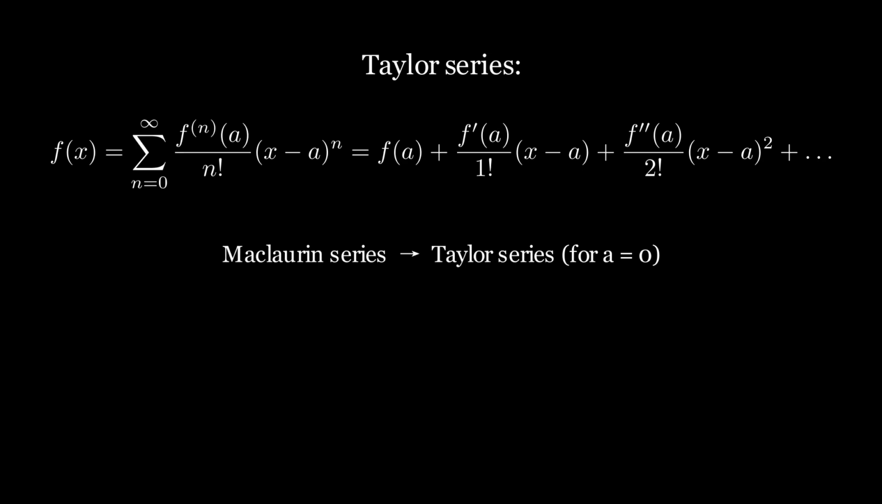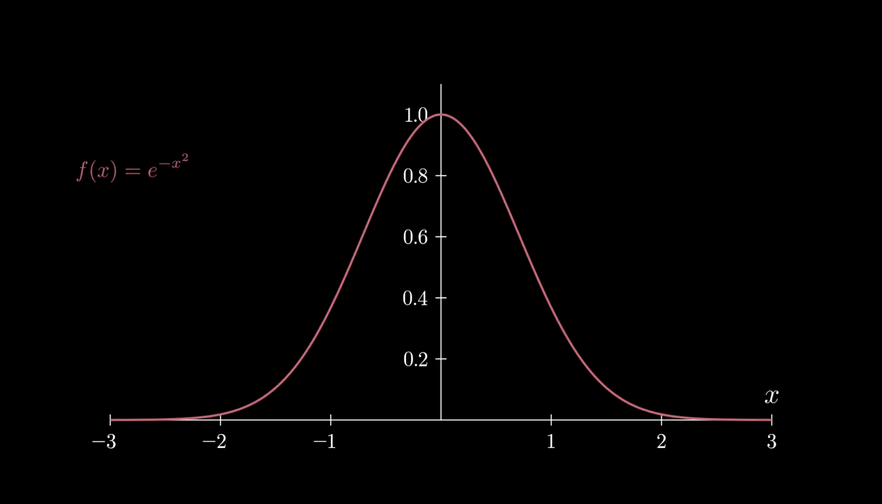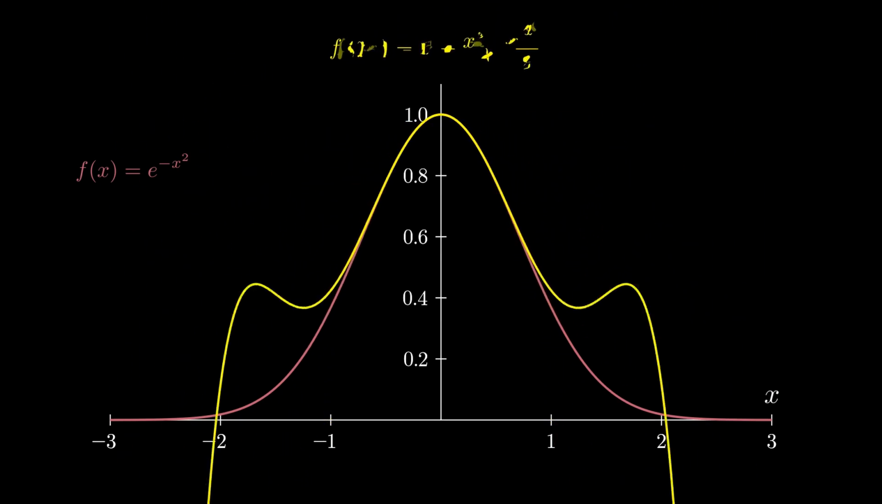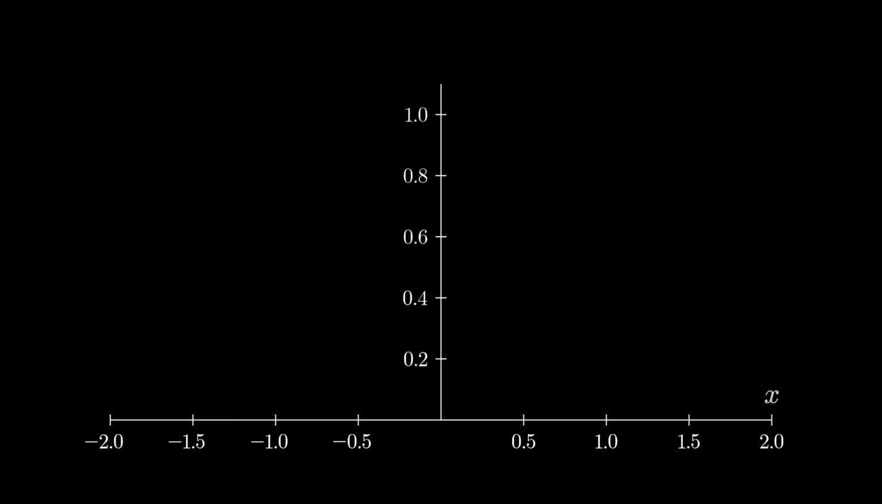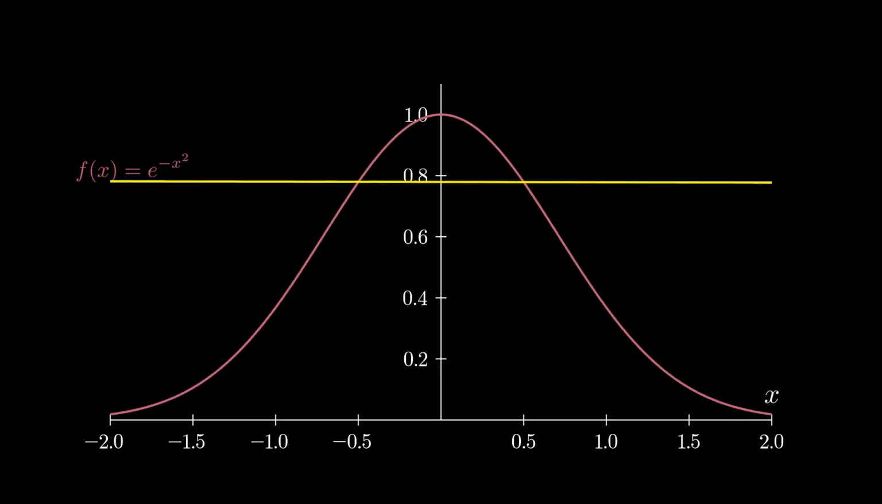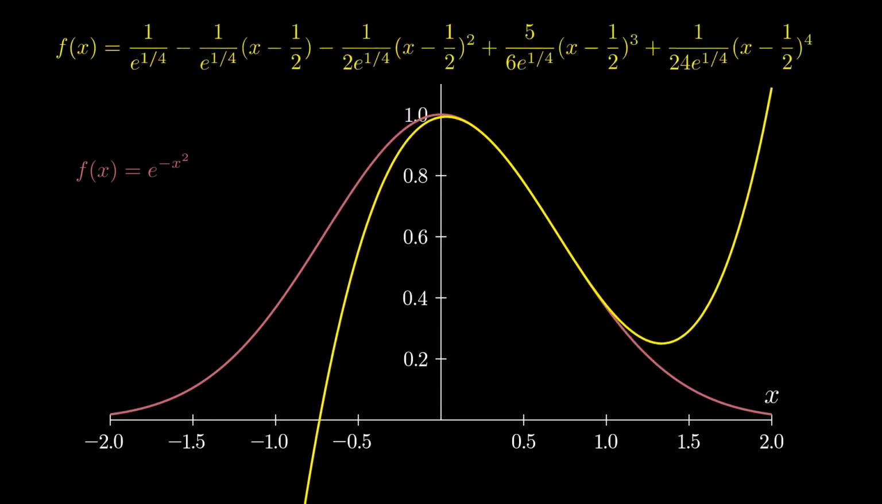Okay, that's enough formalities. Let's take a look at what it actually does. Consider the following Gaussian function. We can use the Taylor series to approximate this function, let's say around point 0. The more terms we include, the better the approximation. But we can also do the approximation around different points. But here's the catch: the series doesn't always work everywhere.